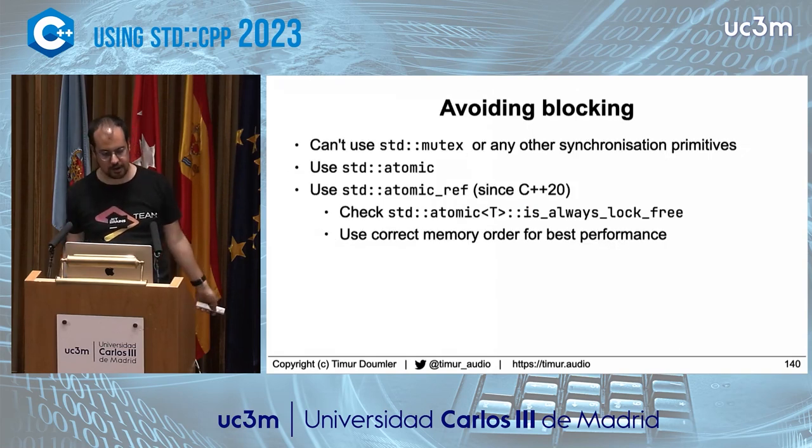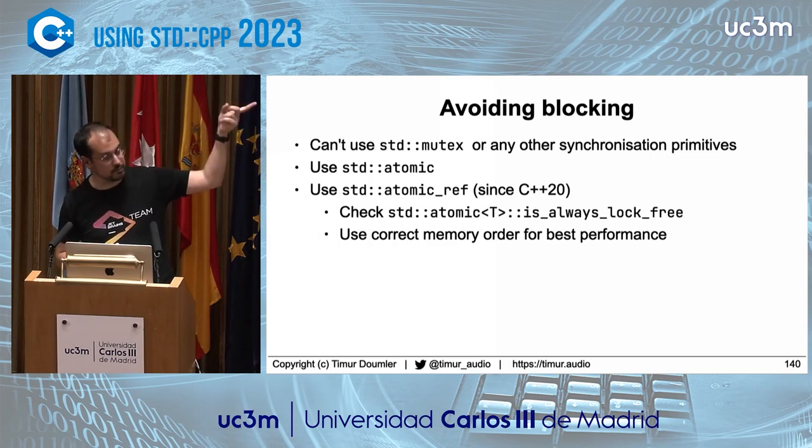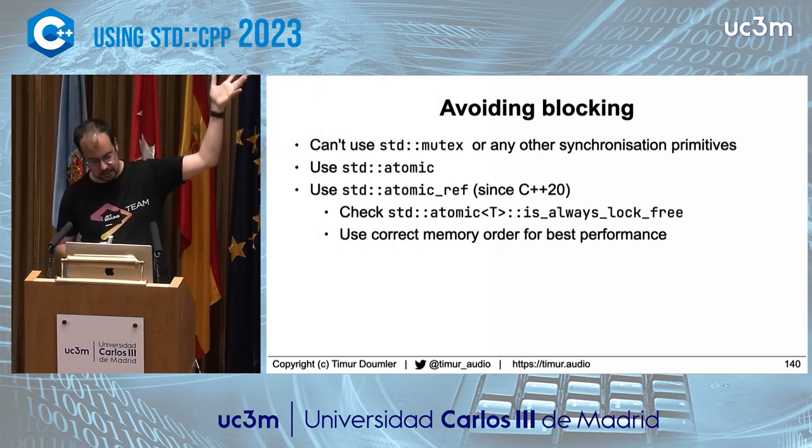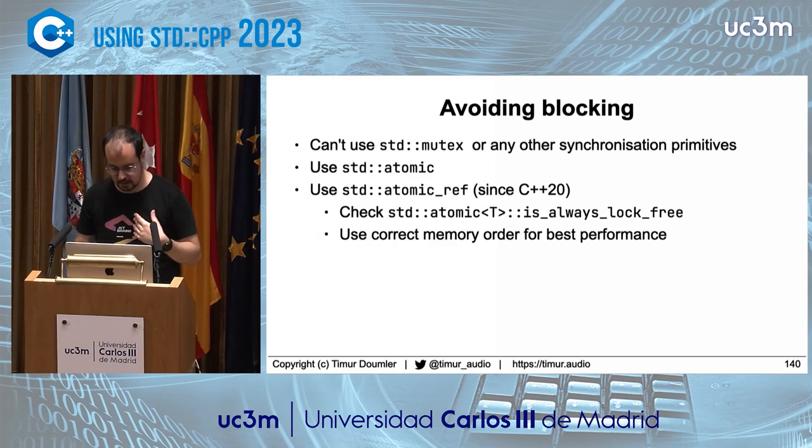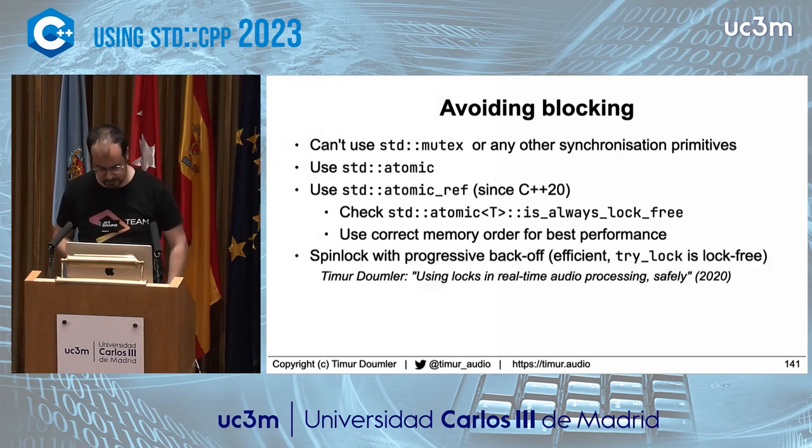Or you can use atomic refs in C++20. But you need to make sure that you can static assert that std::atomic is always lock-free. If you're using a T which is too big, there are no instructions on your CPU to do a native atomic operation, and the compiler is going to insert mutexes in there, which is, again, not real-time safe, so you don't want that.